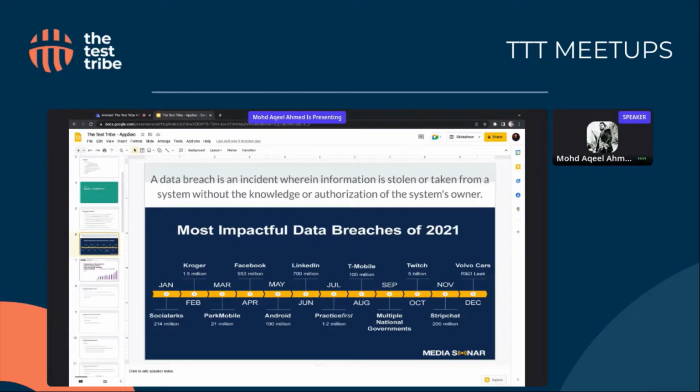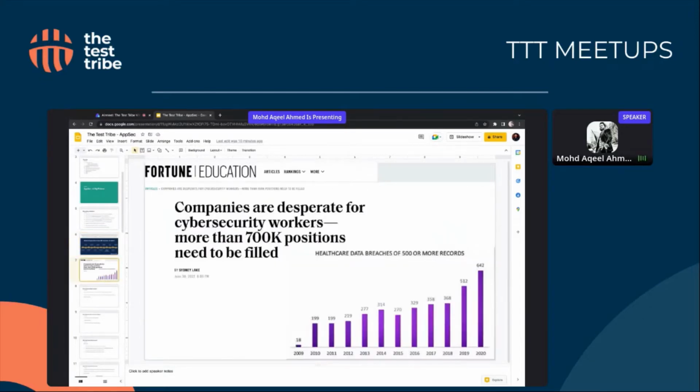So they were able to disclose this much information, and we see that companies are seeing the vulnerability trends in the wild. If you see this graph, it shows healthcare data breaches from 2009 to 2020. In the latest record, we see that there were 642 incidents of data breaches just from the healthcare industry. And this news is from yesterday. In the US alone, there are like 700k positions that need to be filled. So there is a huge gap between security engineers and the companies who want to hire security engineers and fix all of their vulnerabilities on time.